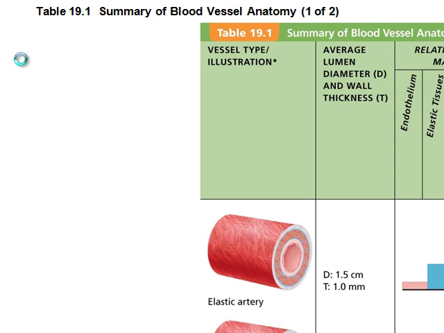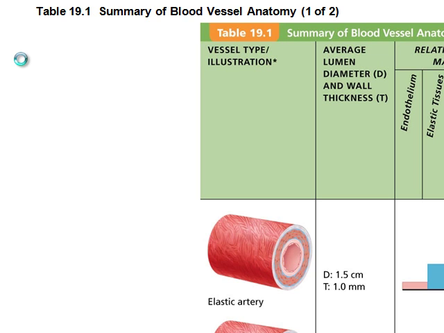Then we get to the smaller end of the tree that we're going to talk about, into arterioles. And now what happens to the diameter and the thickness? Yeah, the diameter is getting small because the tube itself is getting smaller and smaller and smaller. And the thickness of the walls is much, much thinner in an arteriole.